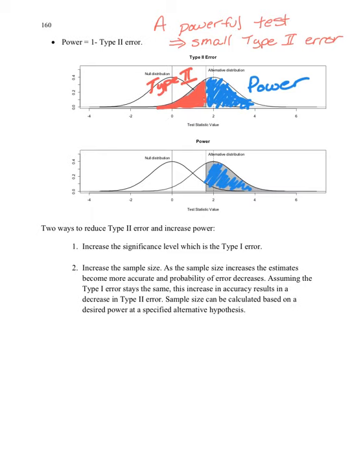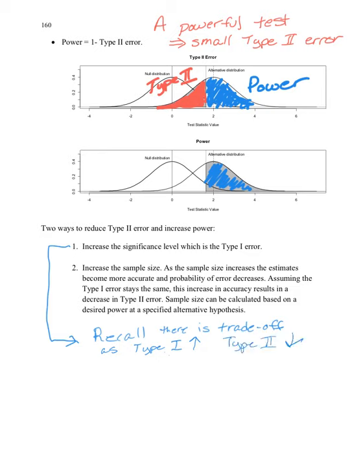So there are two ways to reduce the type 2 error. Okay, one way is to increase the significance level, which is the type 1 error. So recall from the previous slide, there is a trade-off. As type 1 error increases, type 2 decreases. So one way to reduce the type 2 is to increase the type 1, which is the significance level and is chosen by the researcher.